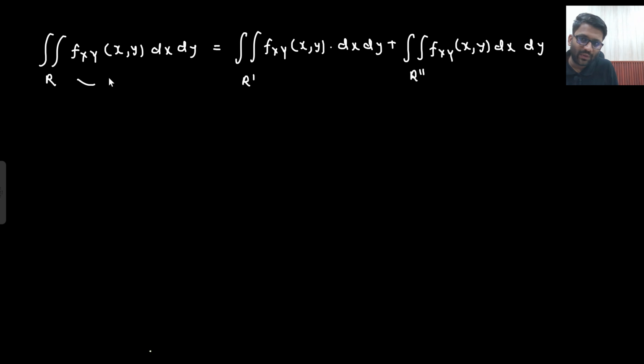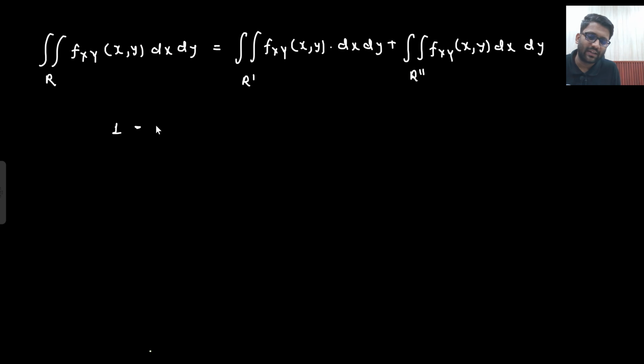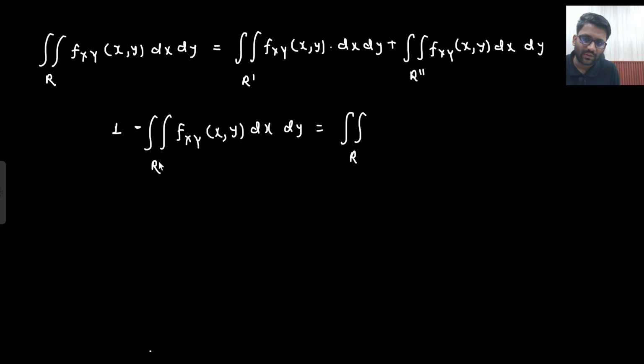And you know that this will be equal to 1. And what you need to find? You need to find it for r dash. So what you can do is 1 minus the integral over r of f(x,y) dx dy, and that would be equal to, so this is r double dash.